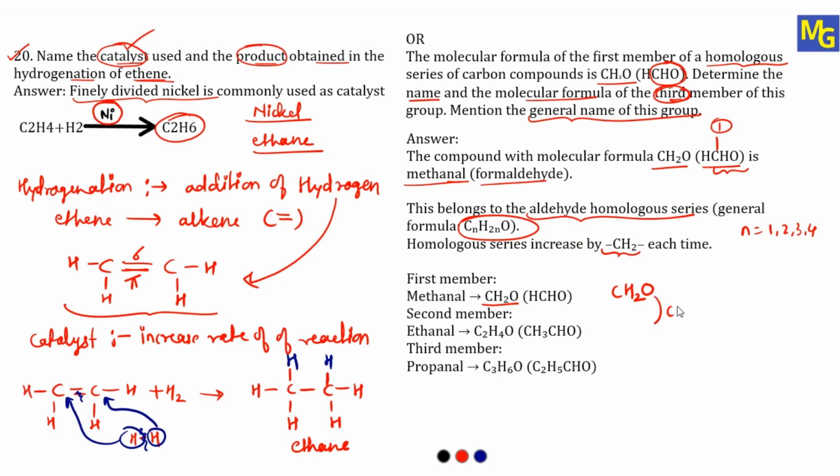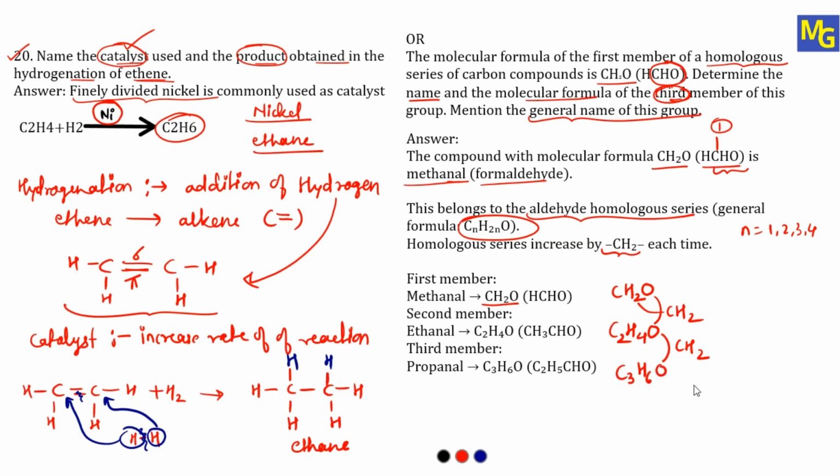So once you increase one CH2, C becomes C2, H2 becomes H4, and then O. So this is the second one. Now again we have to add one CH2 into this. So C2 and C becomes C3, H4 and H2 becomes H6, and the oxygen remains as it is.